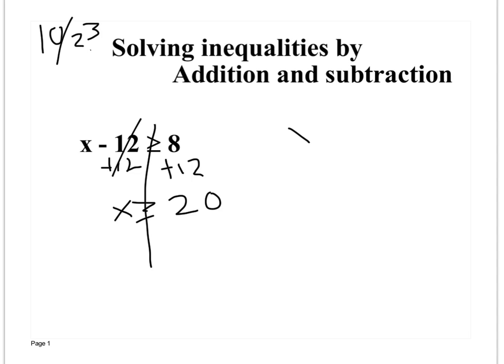Before, when we'd have a problem like this, the only thing x could be was 20. Now x could be anything either 20 or up. So that's all inequalities do, is making it where it could be a bunch of numbers, a set of numbers.